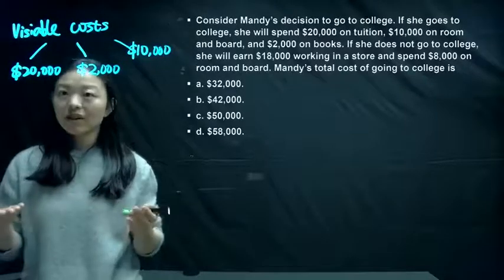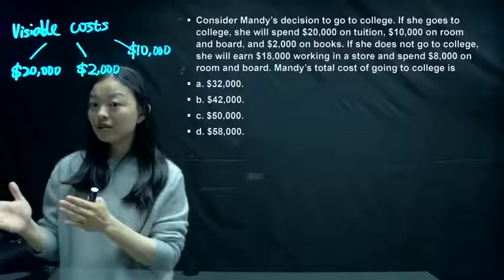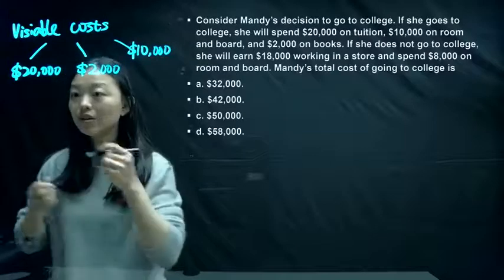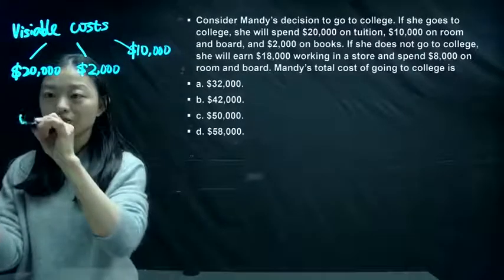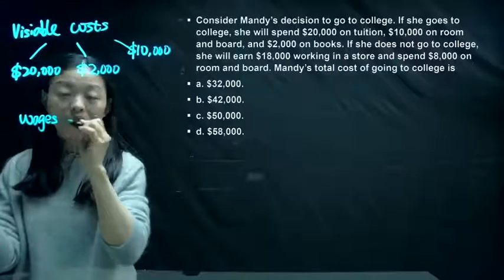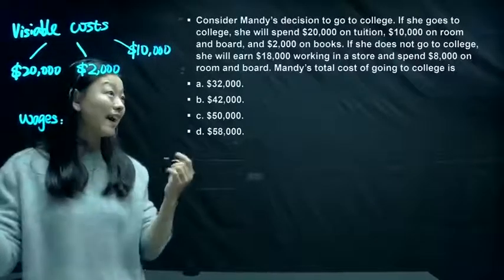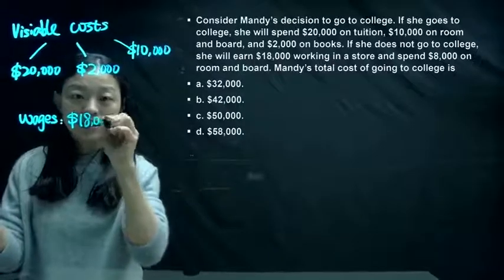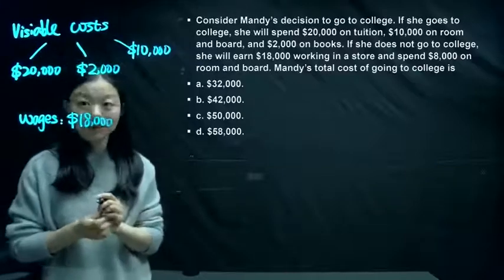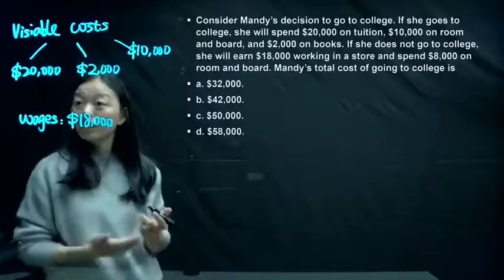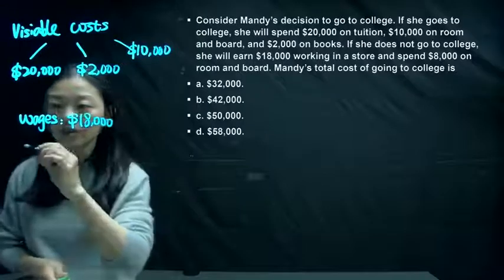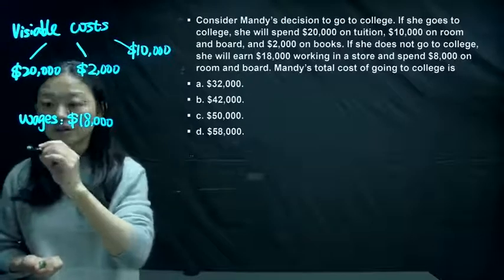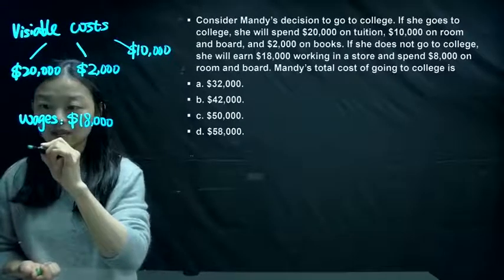But if she decides to go to college, she also gives up maybe 1 year of wages she might earn, right? So here we have the wages that she could earn for that year, and according to this question, that will be $18,000. However, if she chooses to work, she still needs to pay the rent, right? So here we have the rent, or the room and board fee, which would be $8,000. So that will be the rent.